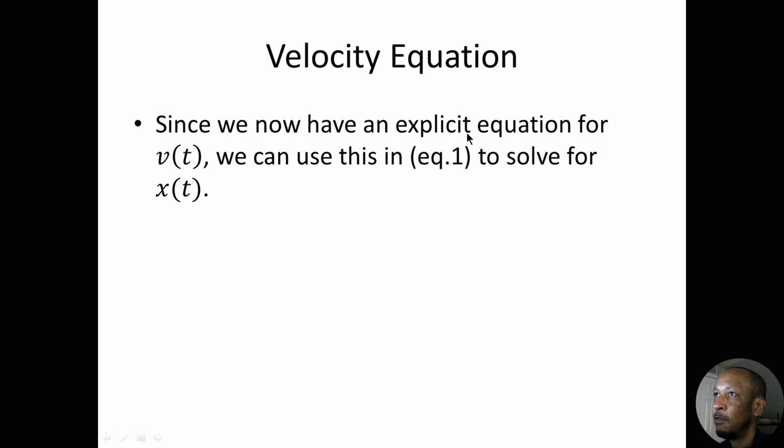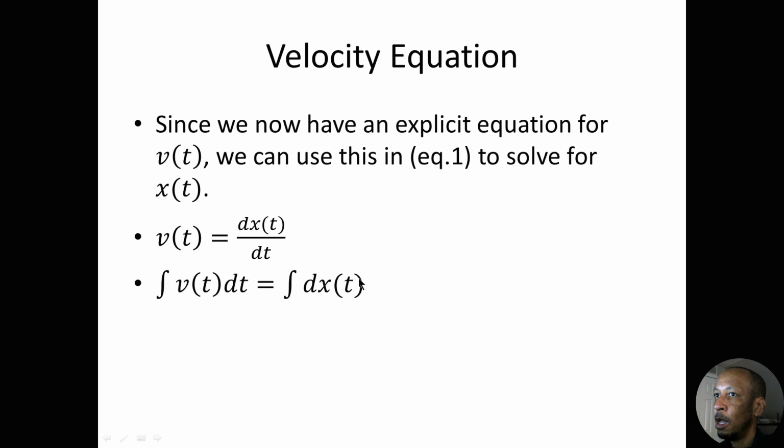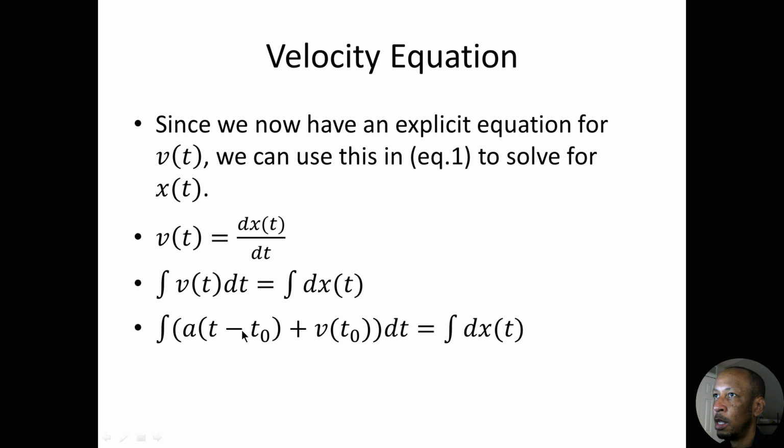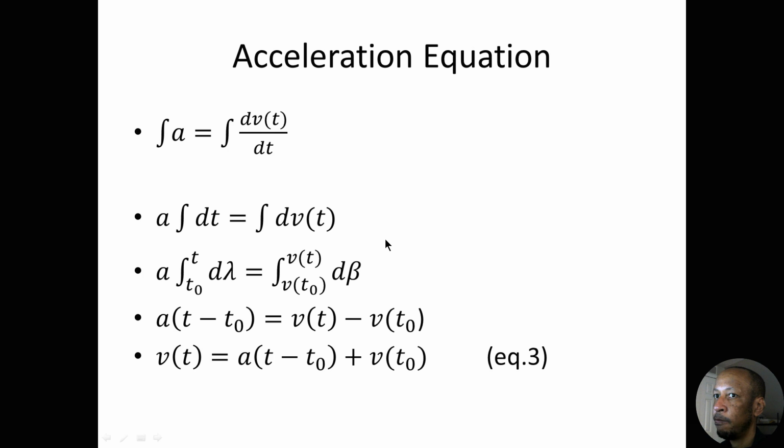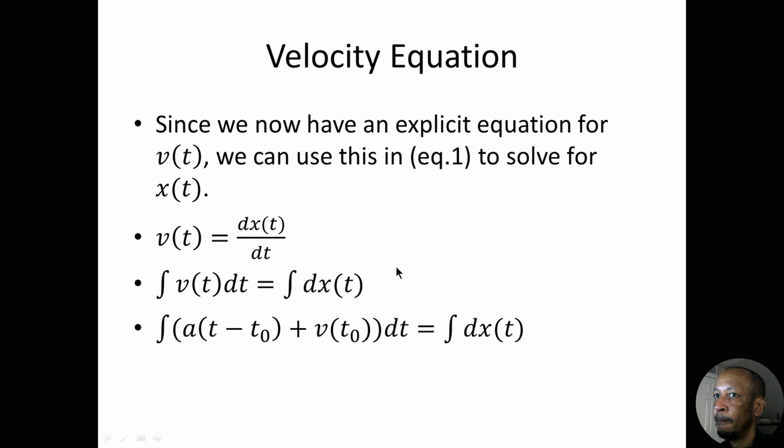Since we now have an explicit equation for v of t, we can use this in equation 1 to solve for x of t. So going back to equation 1, we have v of t equals dx of t dt. And then we're going to begin solving for it. And so we have anti-differentiation, with dt on the left side. And then we put in what we just derived for v of t: we take equation number 3 and put it in place. And now we end up with this expression.